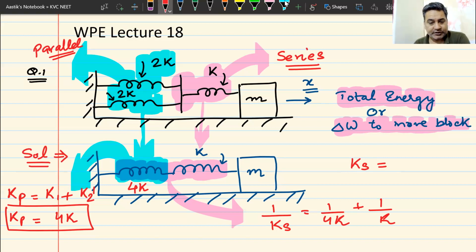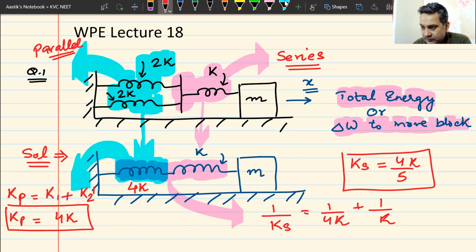Can anyone tell me the value of Ks, the effective spring that I get when these two springs are in series? I think the answer would be 4 by 5K. Is everyone getting the same answer? Yes, Abhiram, 4 by 5K.